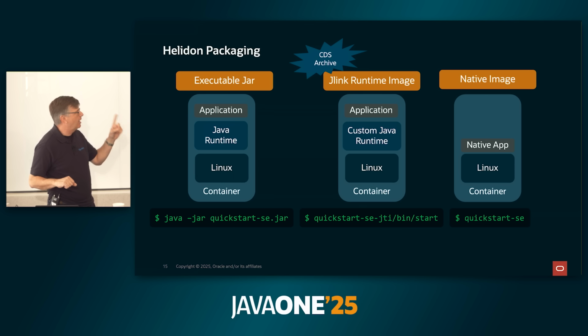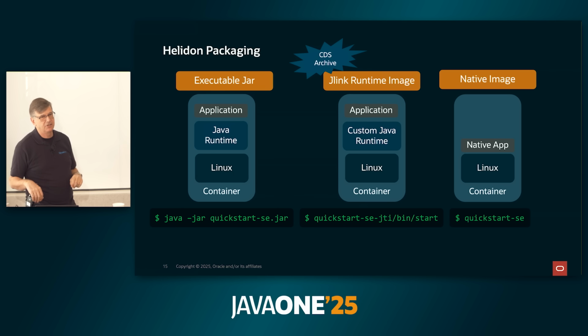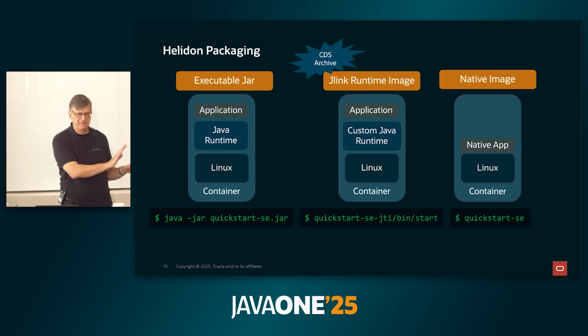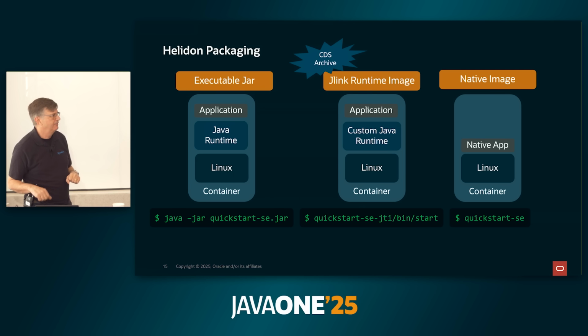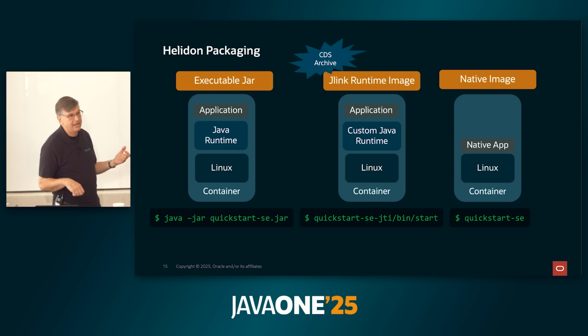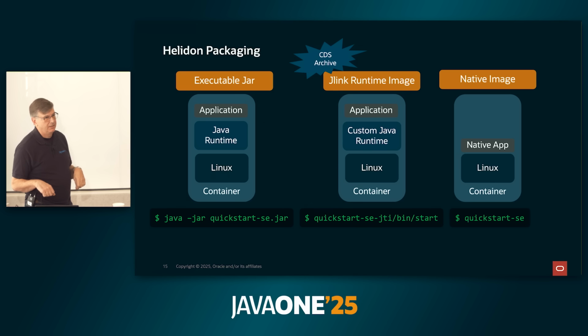Our JLink support also supports CDS archives. So if you've heard anything about Project Helidon, you heard mention of CDS, which is a very early kind of generation of what they're doing in Helidon. We have support for generating CDS archives with our JLink support. That produces an on-disk cache image of class files, think of it as that, to speed up startup time. So you can get that by using the JLink image.